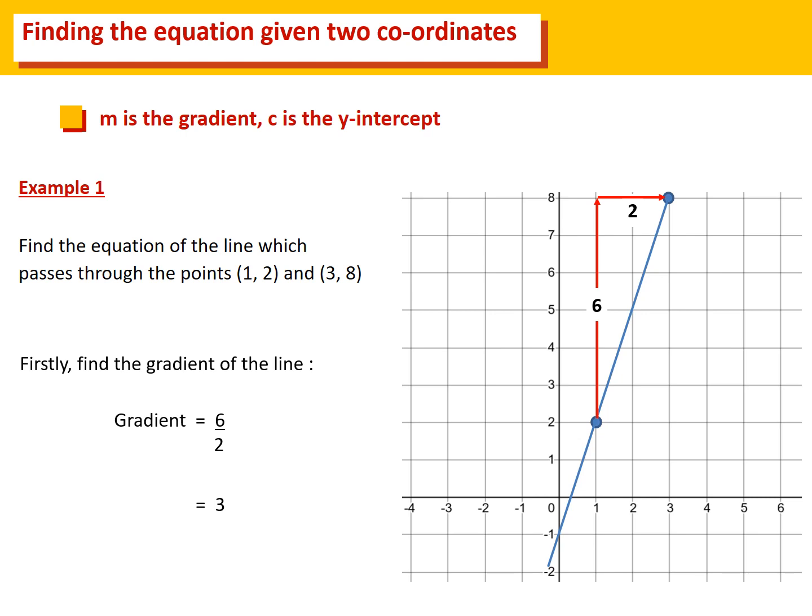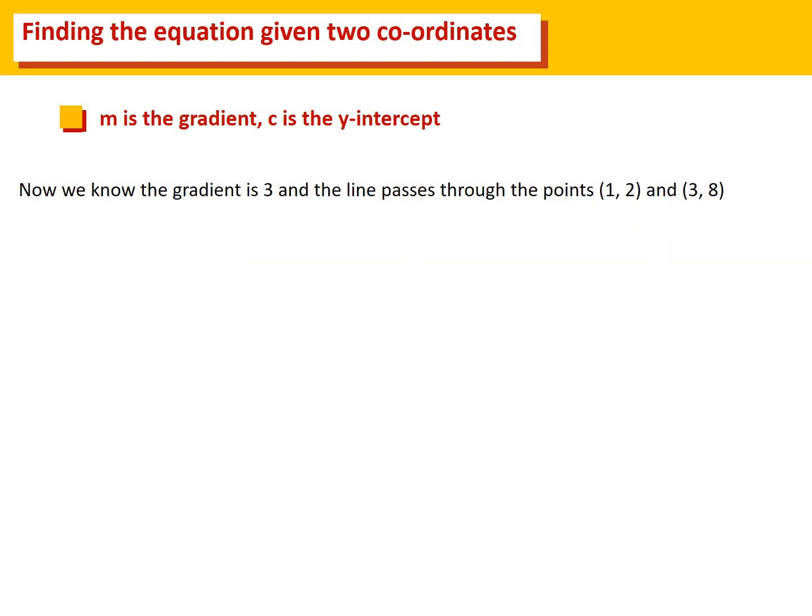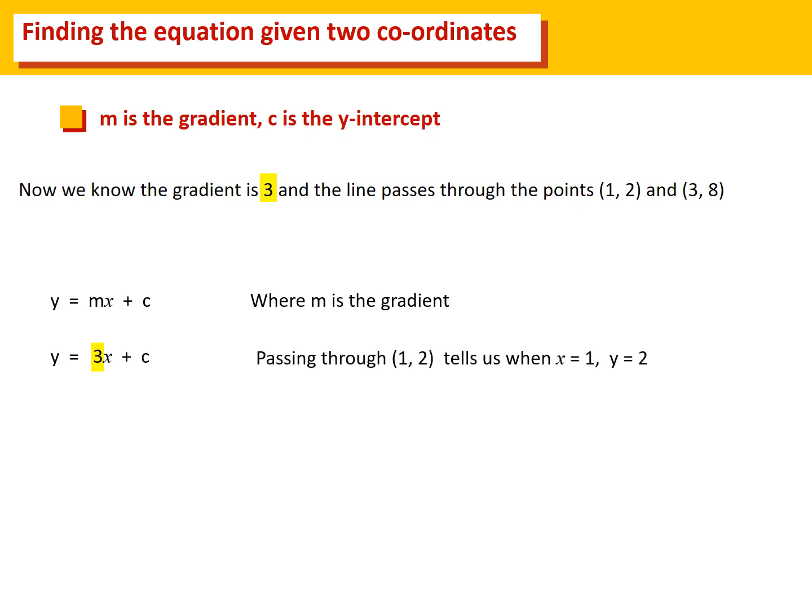So the gradient is 3, and it passes through the points 1, 2 and 3, 8. So the equation of the line is y equals mx plus c, where m is the gradient. Our gradient is 3, so it becomes y equals 3x plus c. We know it passes through the point 1, 2, which means when x is 1, y is 2. We substitute those values in, and we end up with 2 equals 3 lots of 1 plus c.